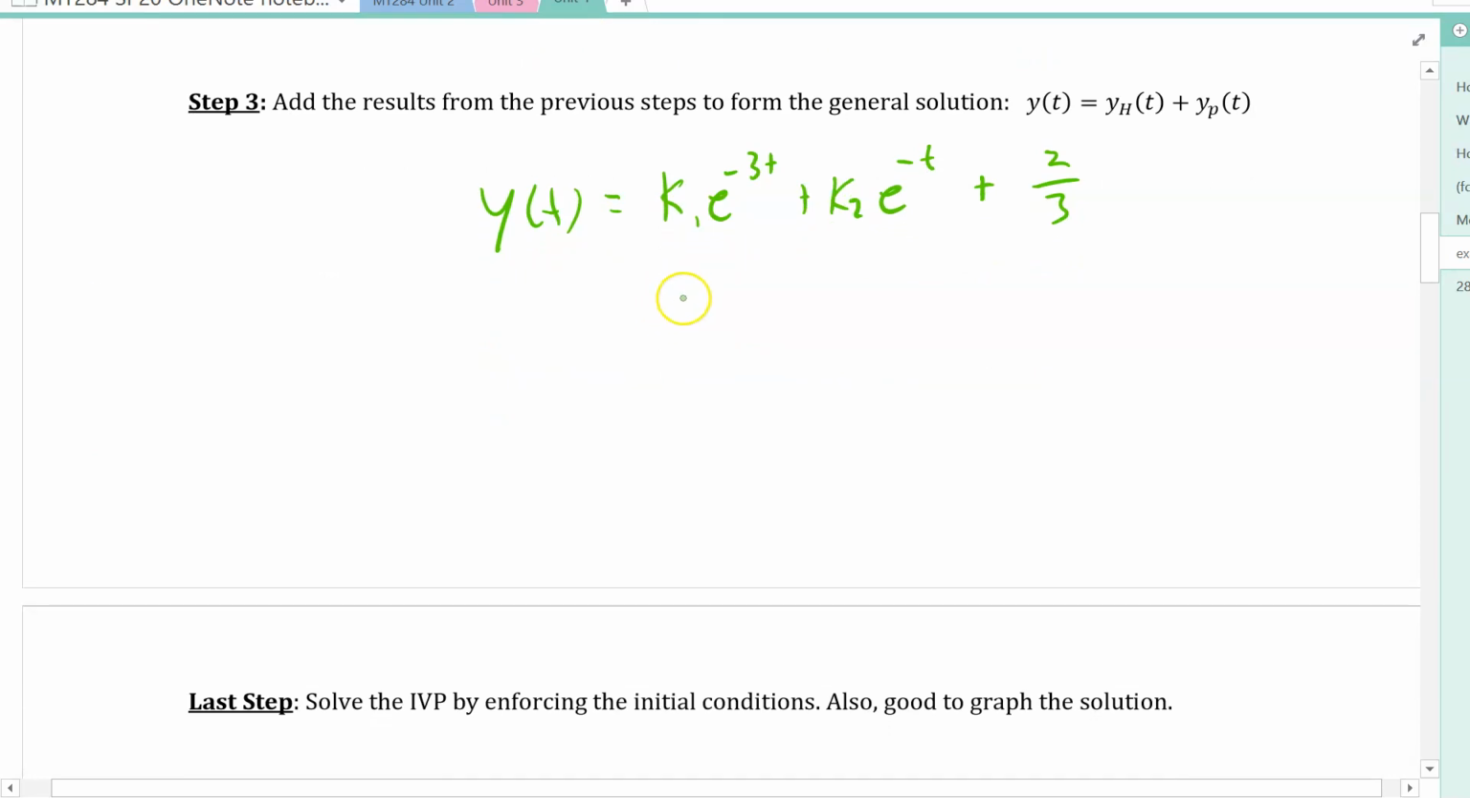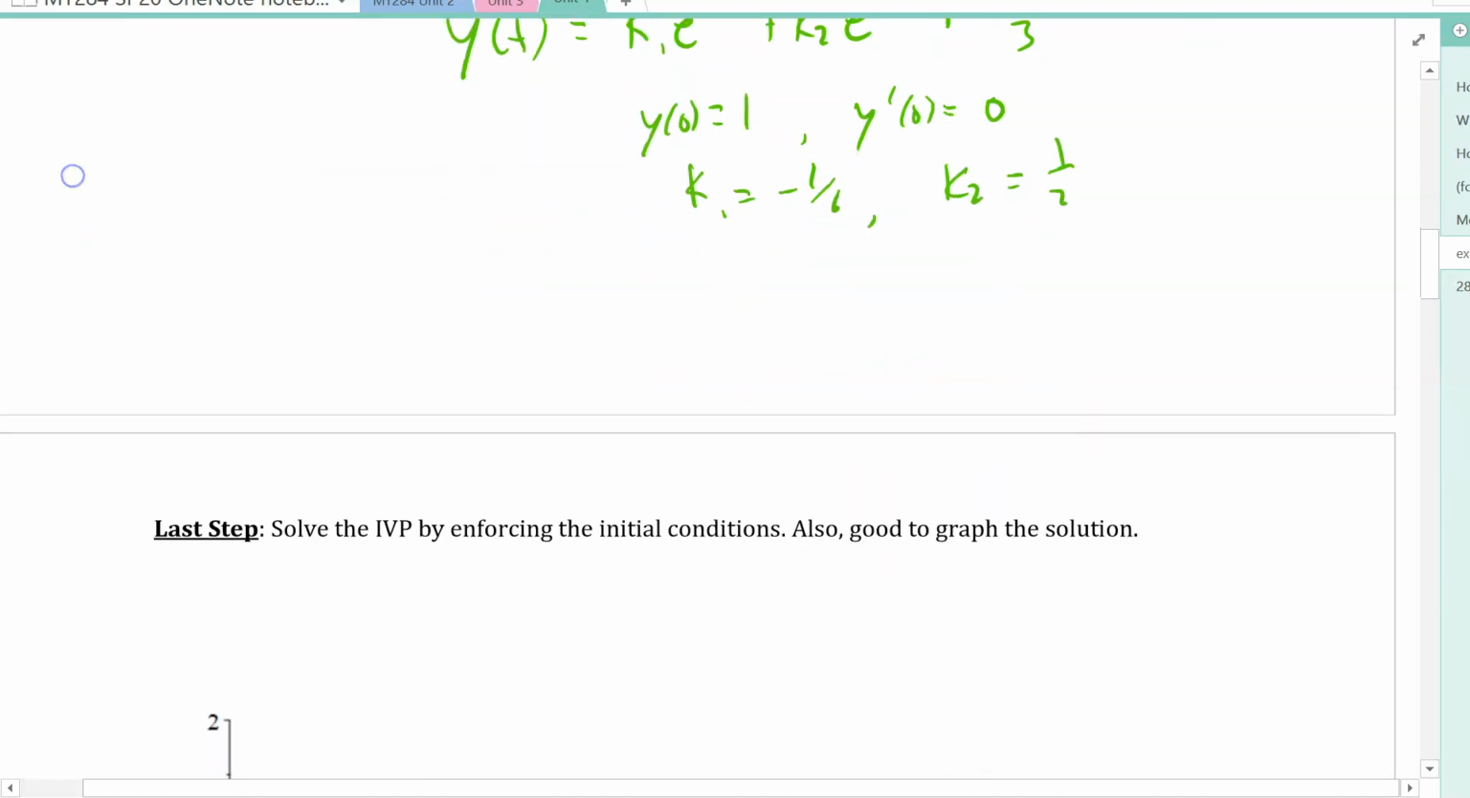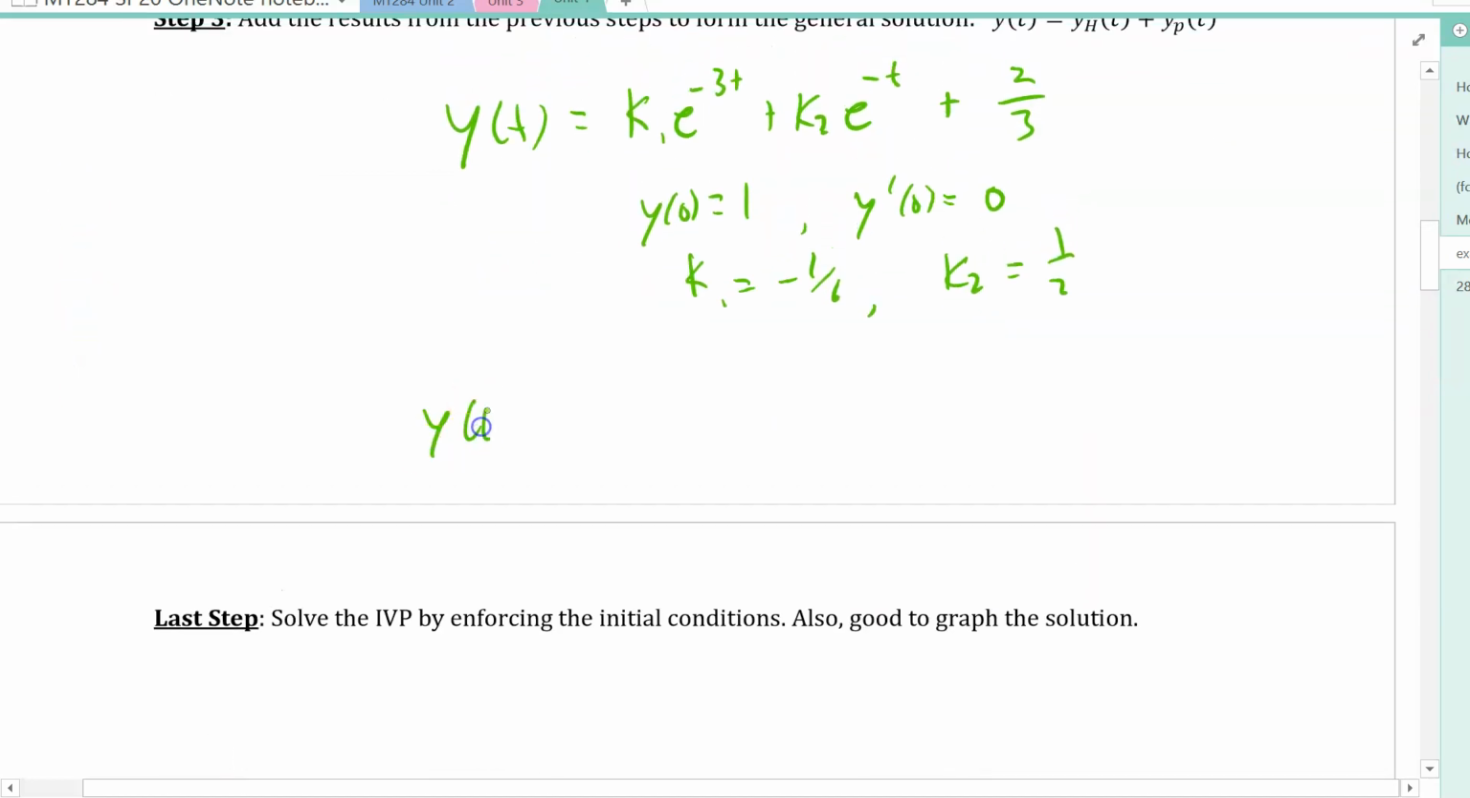Now I'm not going to do all the details here, but the initial conditions in this problem above are y of 0 is 1 and y prime of 0 is equal to 0. If you go through, take the derivative, and enforce the initial conditions like we've done in other examples, what you're going to find out is that k1 comes out to negative 1/6 and k2 comes out to 1/2. Plugging those numbers in then solves the initial value problem, which gives us y of t equals negative 1/6 e to the negative 3t plus 1/2 e to the negative t, and then plus 2/3.